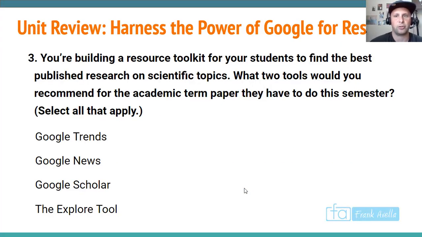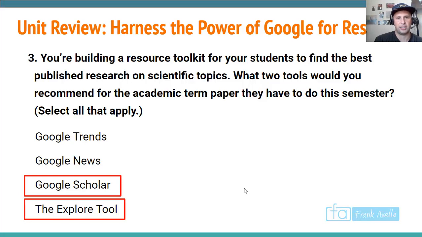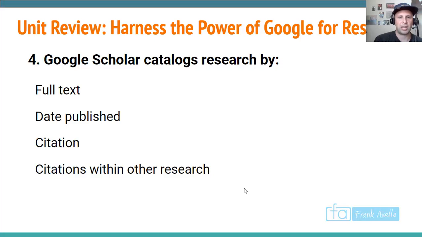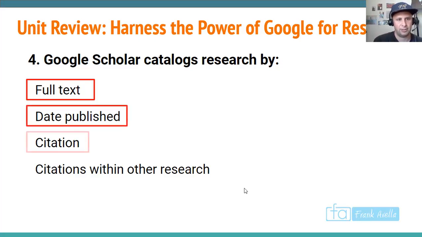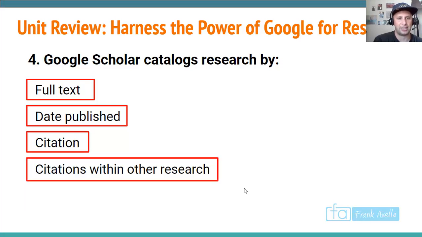You're building a resource toolkit for your students to find the best published research on scientific topics. What two tools would you recommend for the academic term paper they have to do this semester? What two tools are you going to recommend? Academic term paper. The Google Scholar and the Explore tool, right? Remember, the Explore tool is good with citation and quotes and things like that. Google Scholar catalogs research by what? By the full text, by the date published, by citations, and citations within other research. So again, Google's great at searching, so it would make sense that they could do all these things.